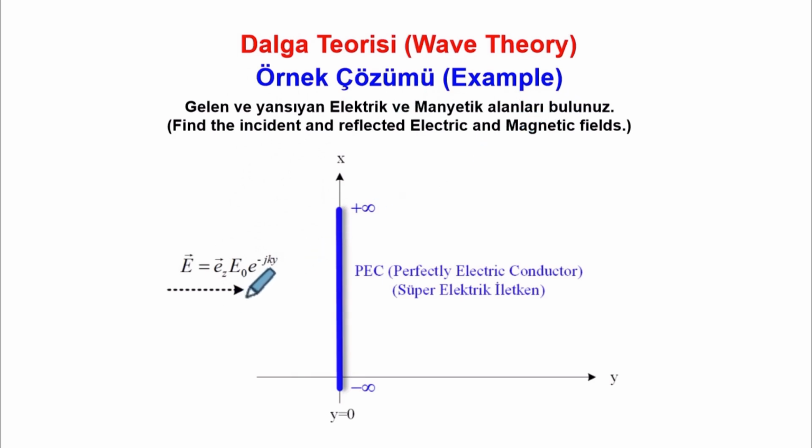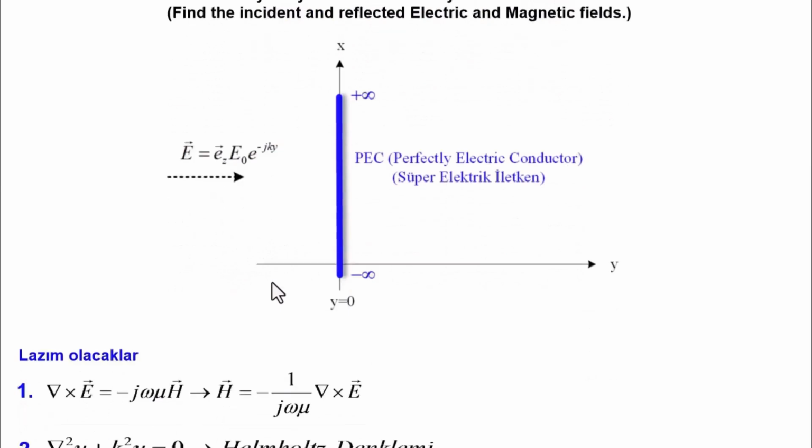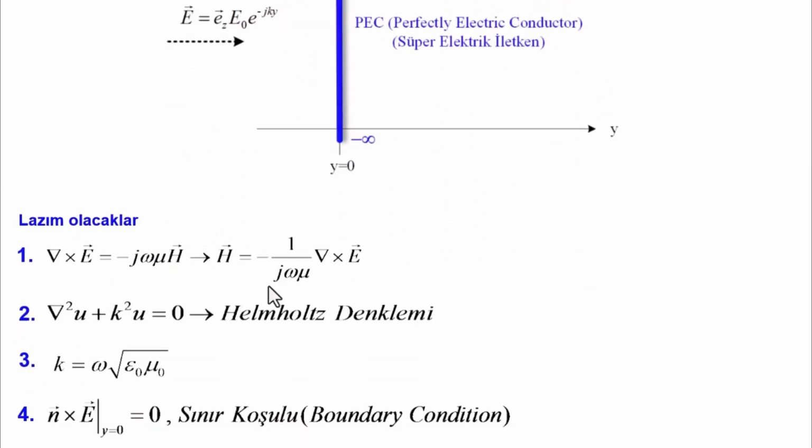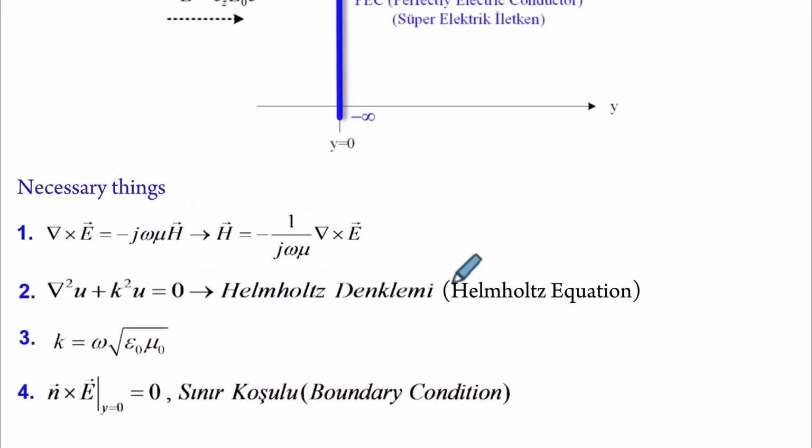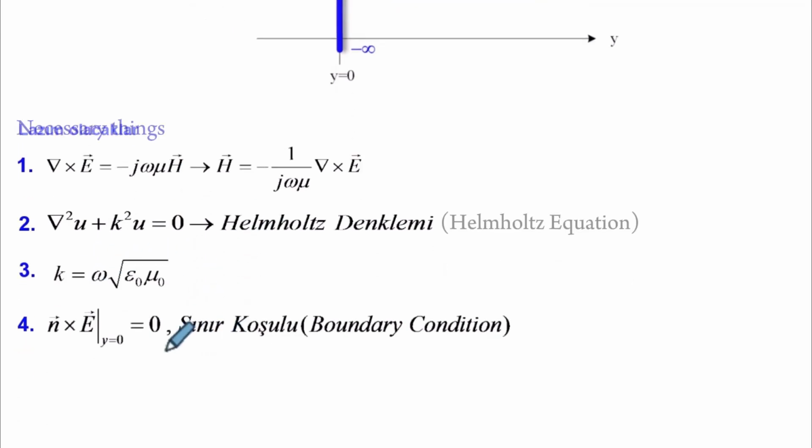Now, if you want, let's work on how we can do this. There are a few things we need to consider here. What do we need? First of all, we need to know how to transition from the electric field to the magnetic field. We explained these in previous examples. Of course, we will solve the Helmholtz equation to reach all the fields. One of the most important things is that we will apply the boundary conditions to find all the unknowns that will come from the Helmholtz equation. I will touch on each of these one by one. Let's go step by step.